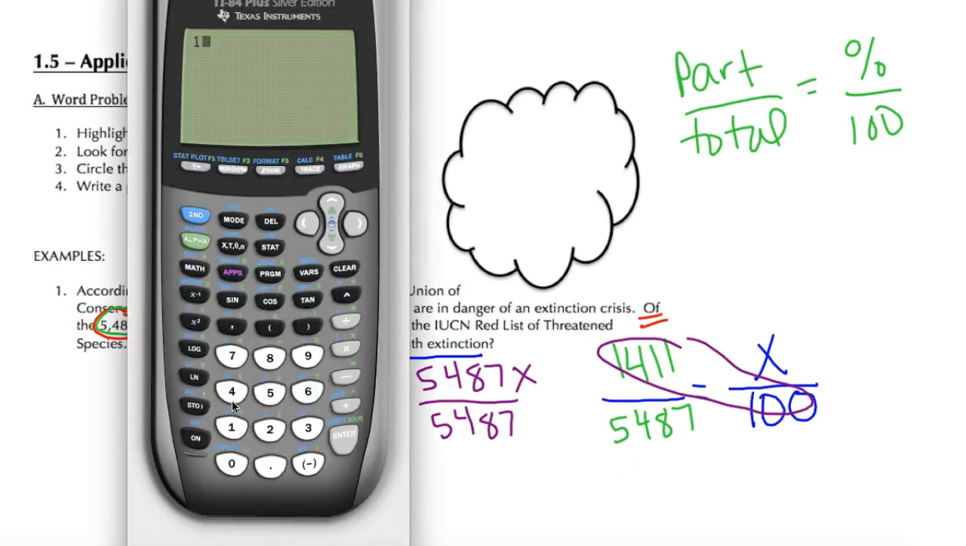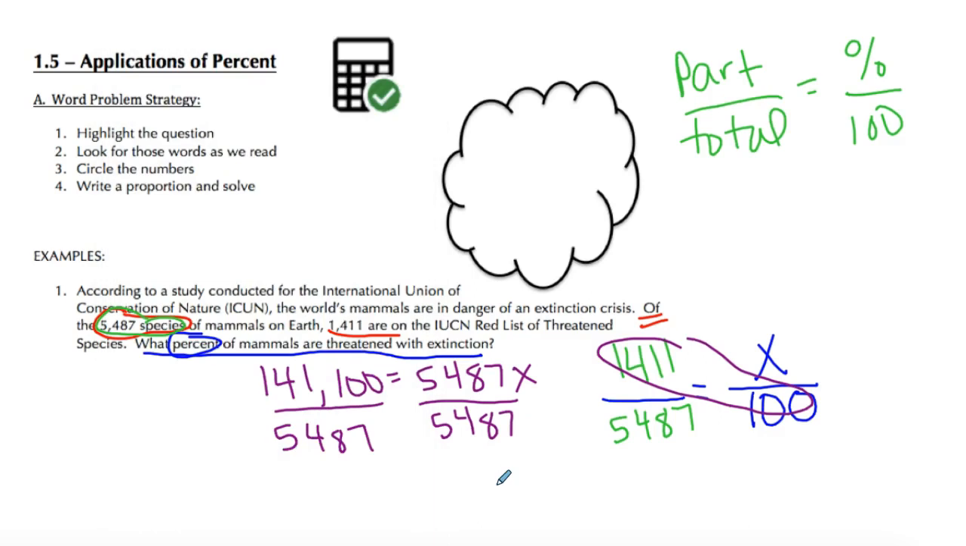So I'm going to do 141,100 divided by 5,487. I get 25.7. So my answer is 25.7, and because I'm solving for percent, I'm going to put my percent sign. Let's keep trying some more examples.